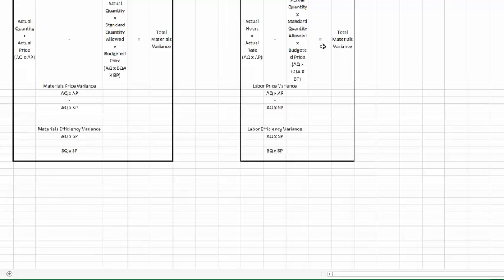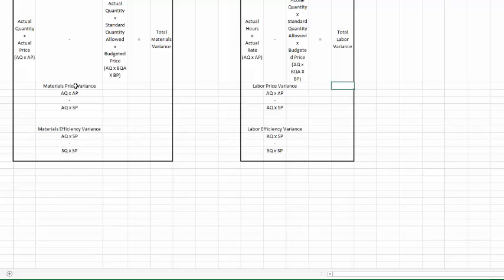You can see over here I also have one, and this actually needs to say labor. But we can break down this flexible budget variance into total materials variance and total labor variance. But then each one of those can be broken down into a price variance and an efficiency variance.